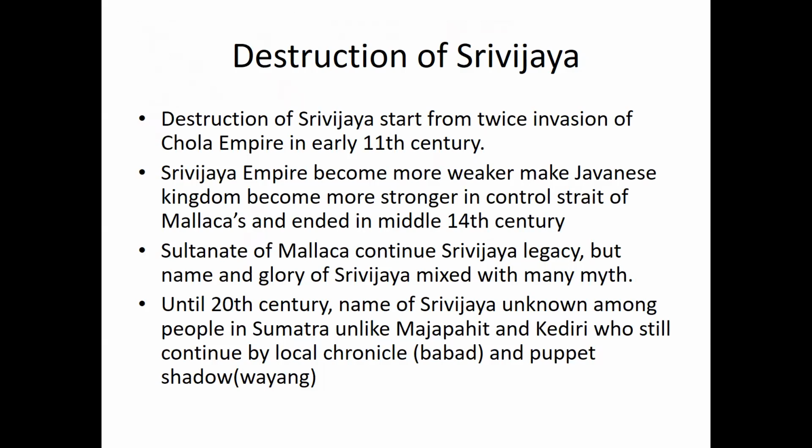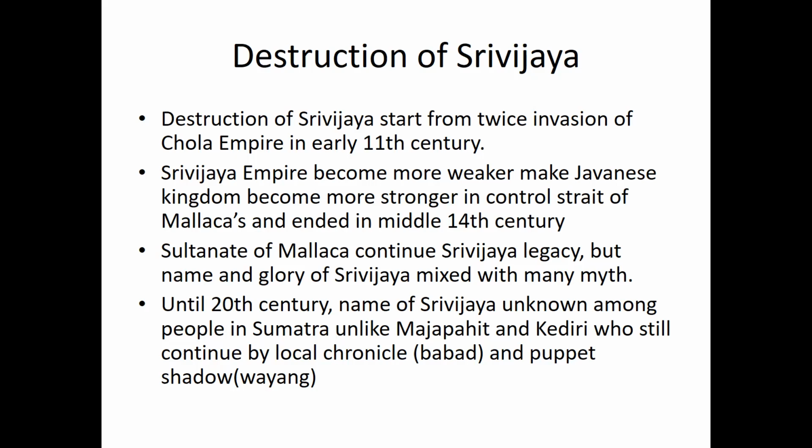The destruction of Srivijaya started in the early 11th century, when the Chola Empire from India invaded Srivijaya twice, because Chola traders were disrupted by Srivijaya's policy. This made Rajendra Chola invade Srivijaya. After that, the Srivijaya Empire became weaker, as other empires were controlling the Strait of Malacca, and this empire ended in the 14th century.